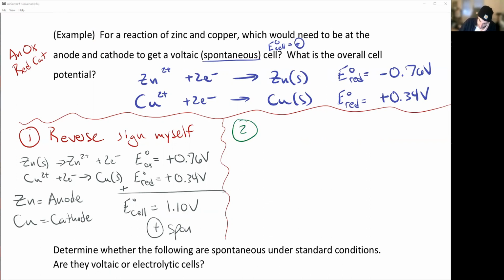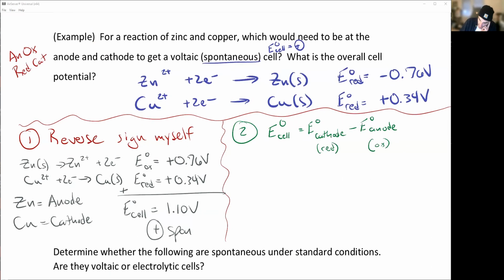The second option is to use the equation. E cell, if you want to memorize it, is equal to E cathode minus E anode. Again, this is going to be my reduction, and this is going to be my oxidation. Because we are not changing the sign here, the negative is already doing that for us. The thing that's oxidized is going to have its sign switched anyway. Then we're just going to set it up.